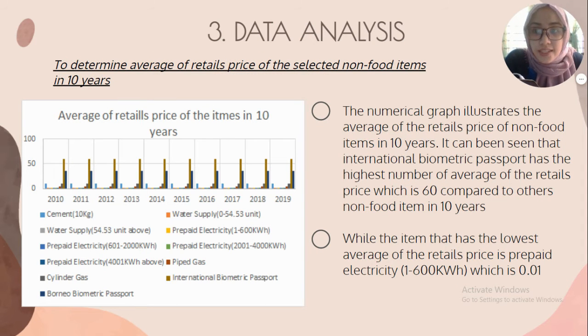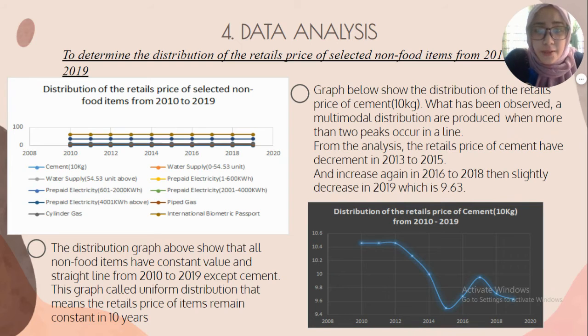For the third data analysis, it is to determine the average of retail price of the selected non-food items in 10 years. As we can see for the 11 non-food items, the higher price is the international biometric passport, with the higher average retail price, which is 16, compared to other non-food items in 10 years, while the item that has the lower average retail price is prepaid electricity for 1 until 600 kilowatt per hour, which is 0.01. For the fourth data analysis, it is to determine the distribution of the retail price of selected non-food items for 2010 until 2019.